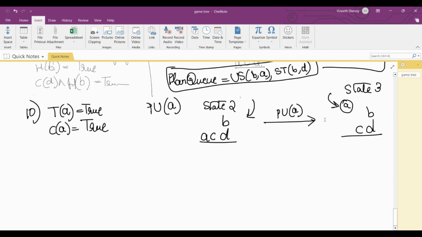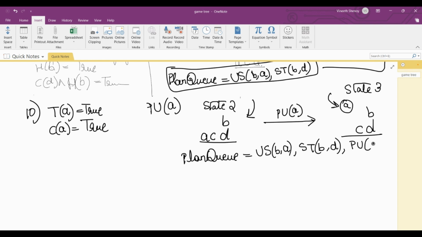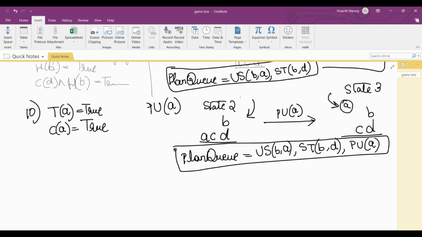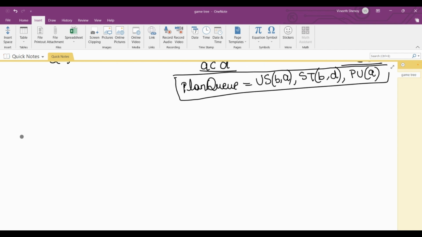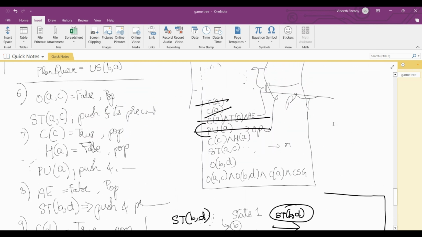I forgot to mention. Now from state 2 to state 3 we have performed another operation. So the plan queue again gets inserted with a new value: unstack of B comma A, stack of B comma D, then we have pickup of A. This is our new plan queue. And now we'll go to the 11th step.